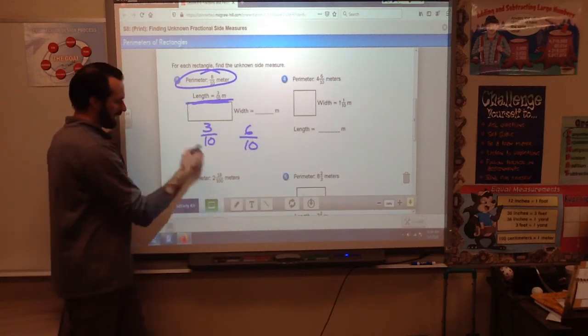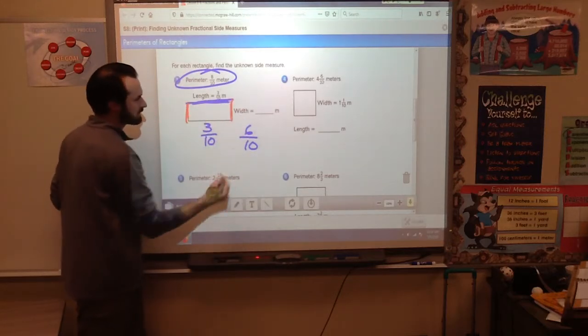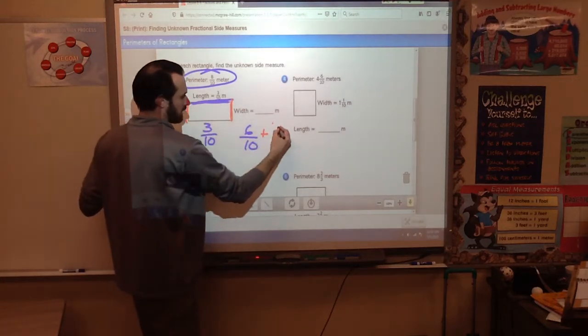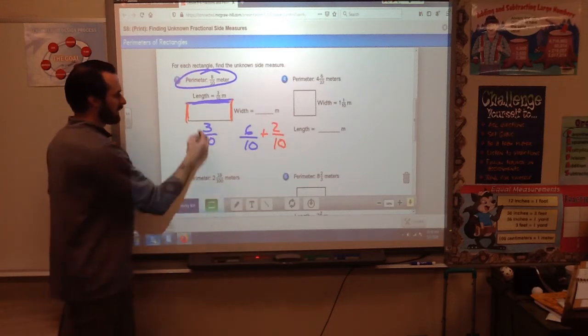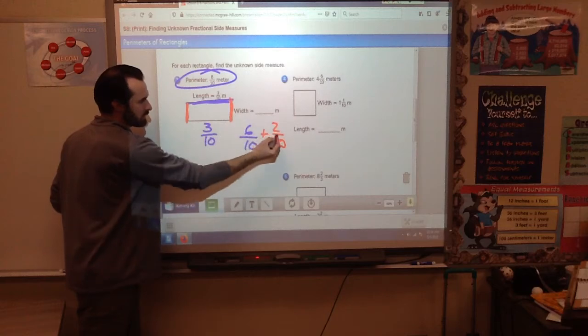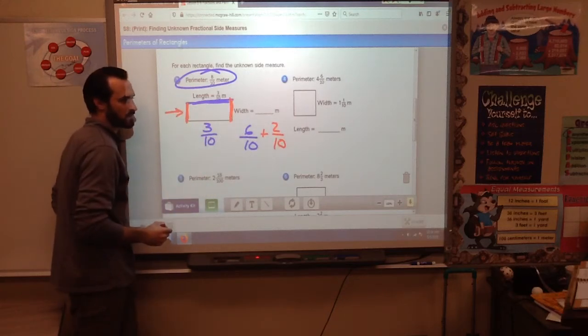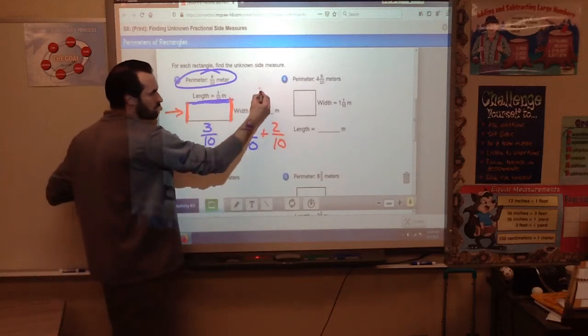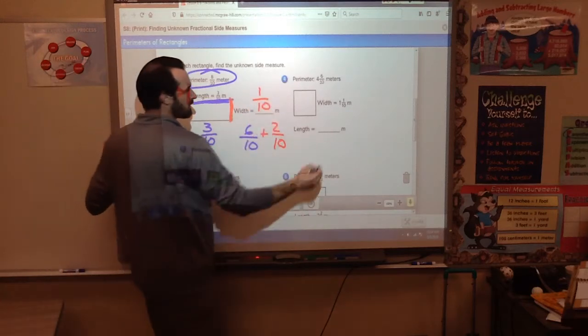So that means that this and this combined has to be 2/10. So if this and this is 2/10, what's just one of them? Split it in half. What's half of 2? 1/10. Give this one a try.